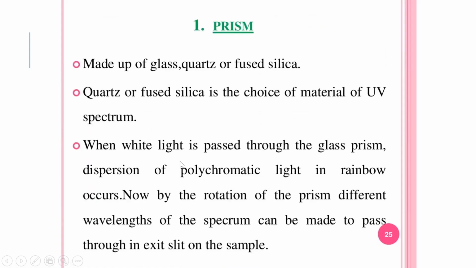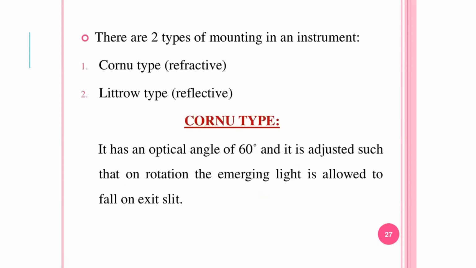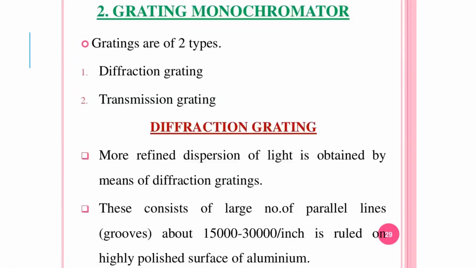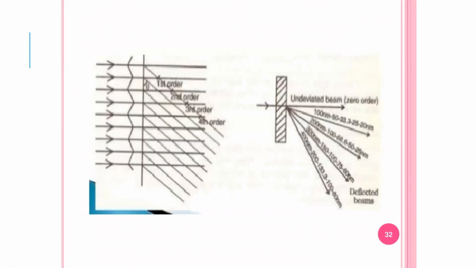So prism. When light is passed through the glass prism, dispersion of the polychromatic light occurs. There are two types of mountings: Cornu type and Littrow type mountings. Next, gratings. This is a dispersing element. There are two types of gratings: diffraction grating and transmission grating.